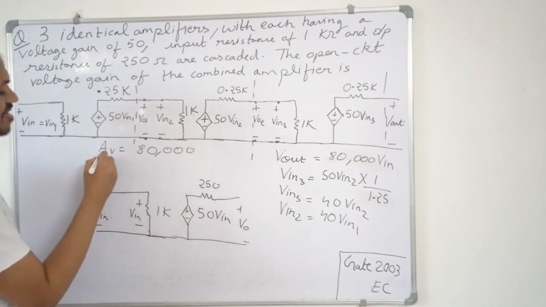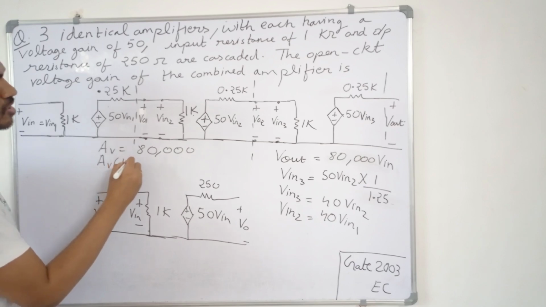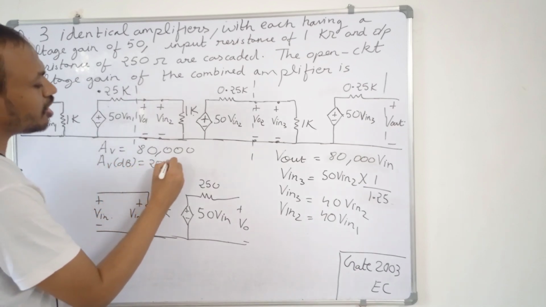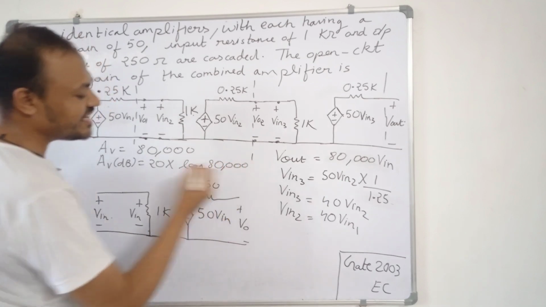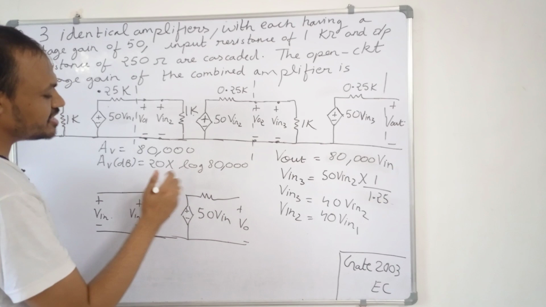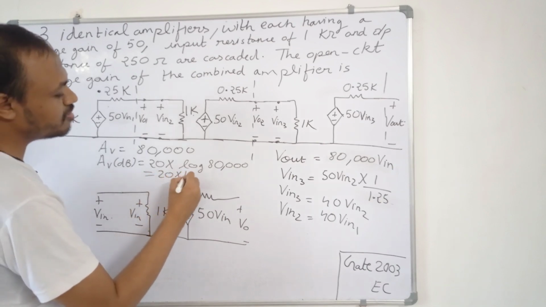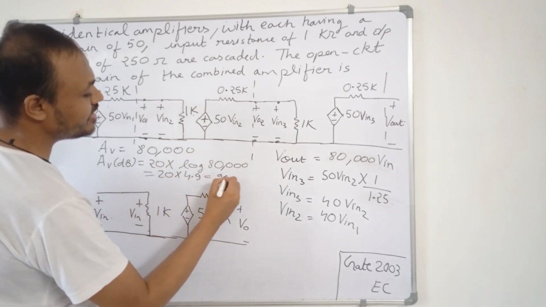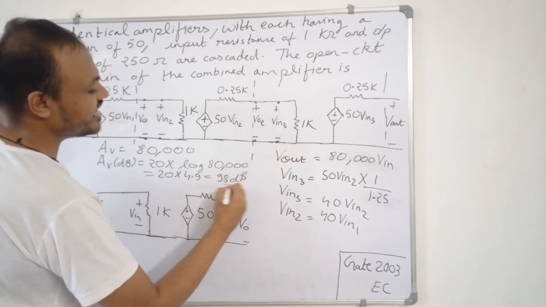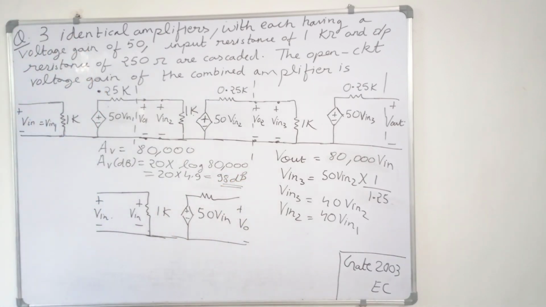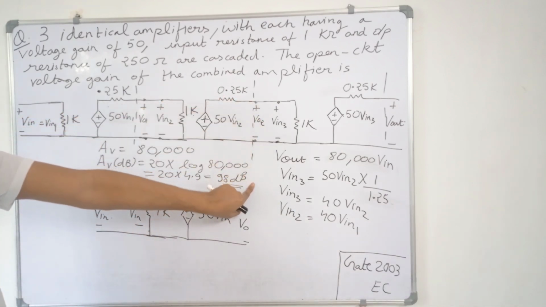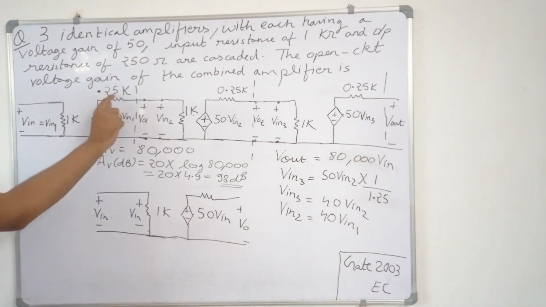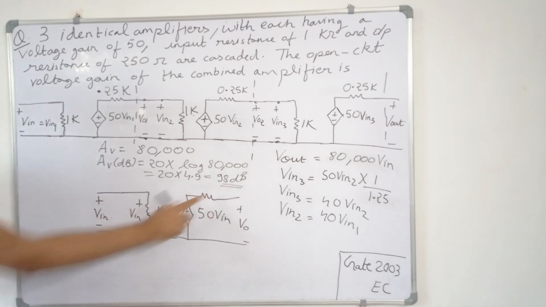In dB, AV equals 20 into log of 80,000. Log of 80,000 is 4.9, so this is 20 into 4.9, which equals 98 dB. So 98 dB is the correct answer. As you can see, if there was no output resistance the voltage gain would be 102 dB, but because of the output resistance of 0.25 kilo ohm or 250 ohms, our voltage gain has reduced by 4 dB.